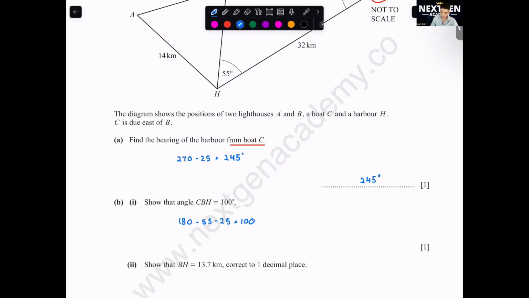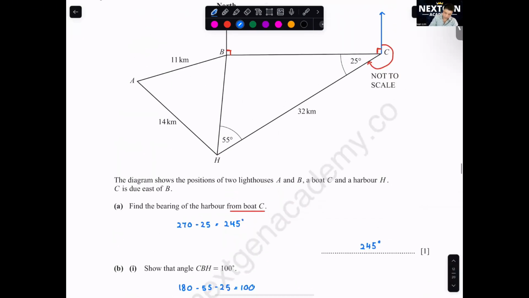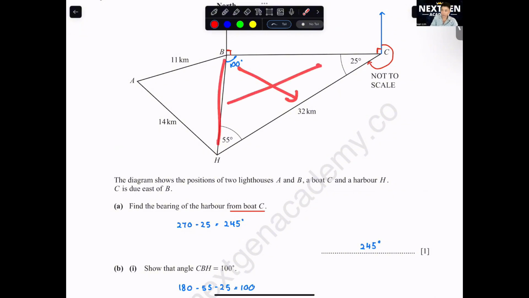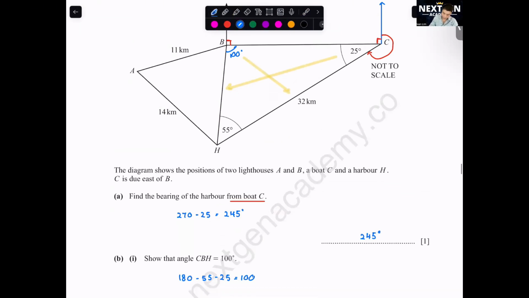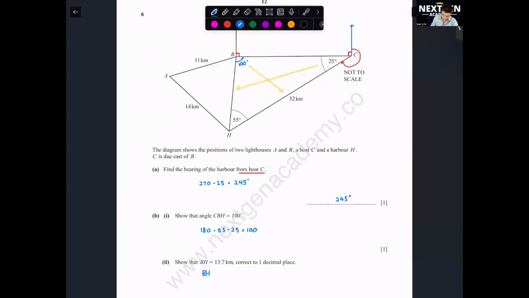Next one, show that BH equals 13.7 correct to 1 dp. So this angle is 100, and this is BH. What do we have here? We are going to use the sine rule. Sine rule works like this: if I have an angle here and here, I can draw the opposite side. So let's write down an equation based on the sine rule. BH over sine 25 degrees is equal to 32 over sine 100.